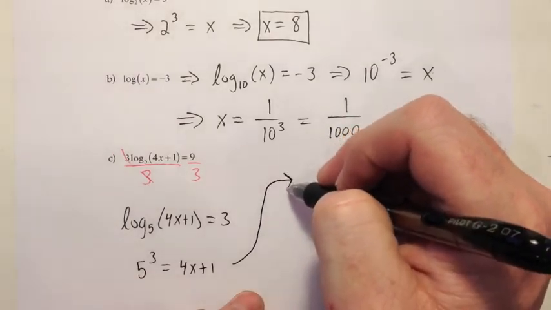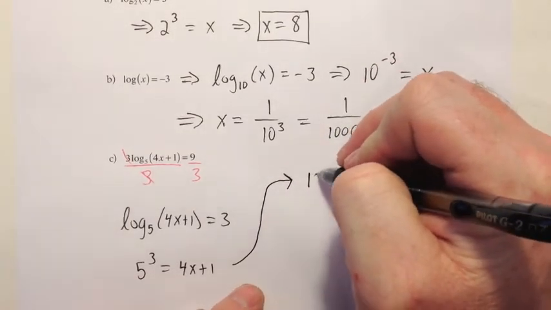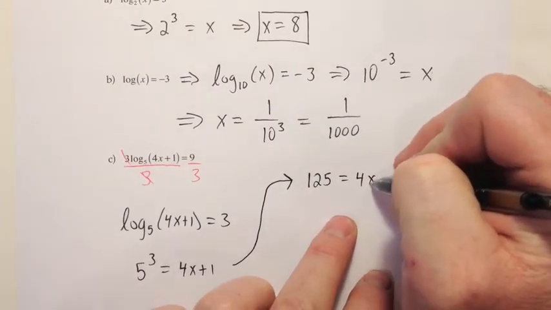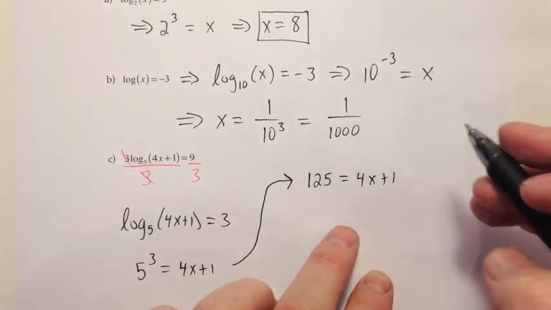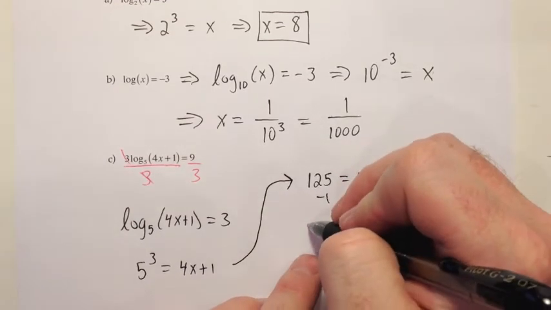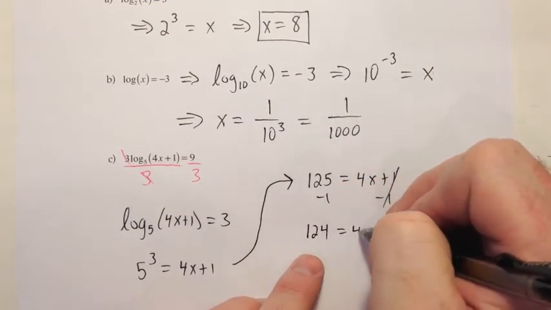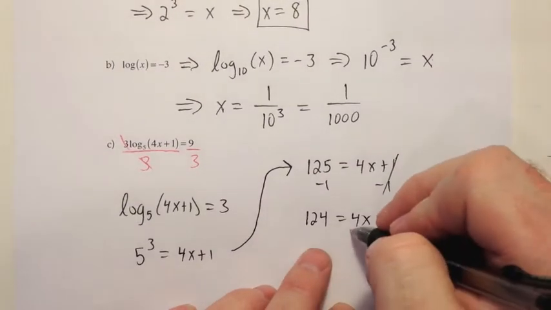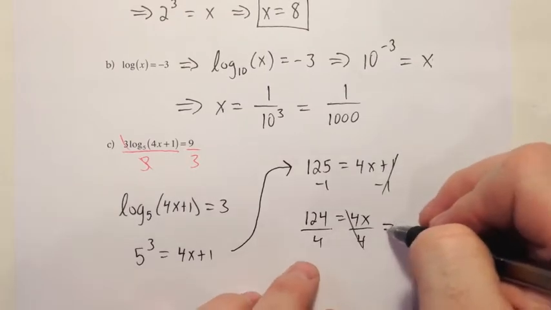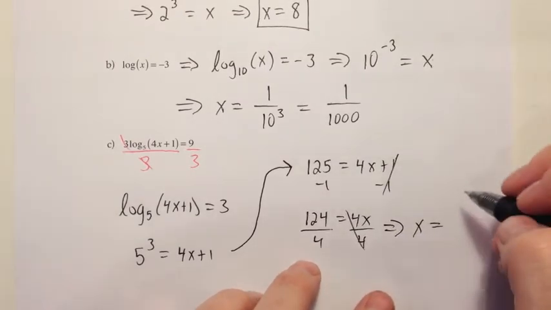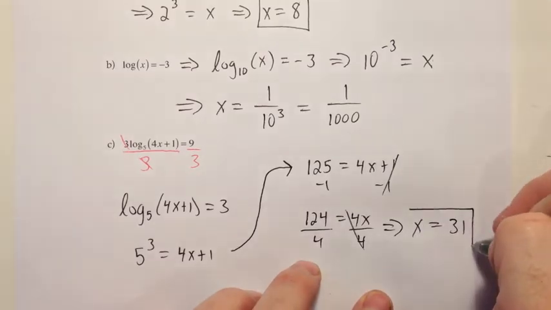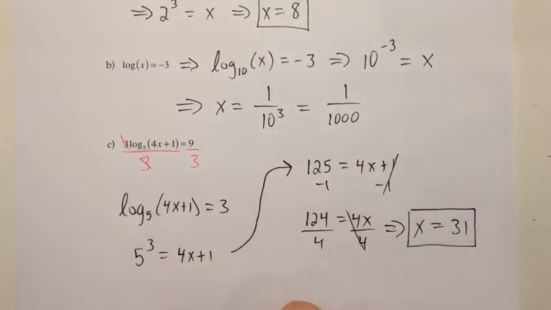From there, I just want to simplify. 5 to the third, if I work that out, is 125. So that's equal to 4x plus 1. And now I'm just trying to solve for that x. So subtract 1 from both sides to cancel those. So 124 equals 4x. Trying to get that x by itself, divide both sides by 4. The 4's cancel. And I get x equals, let's see, 4 goes into 124, 31 times. So that would be the solution to that one.